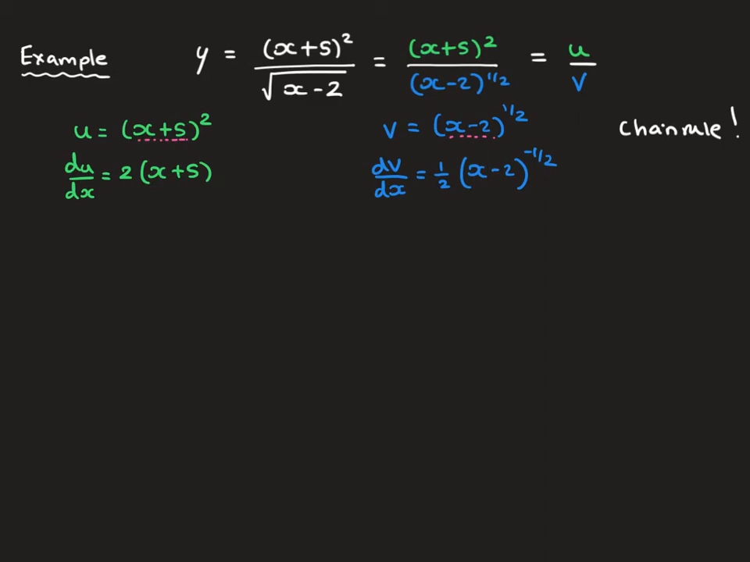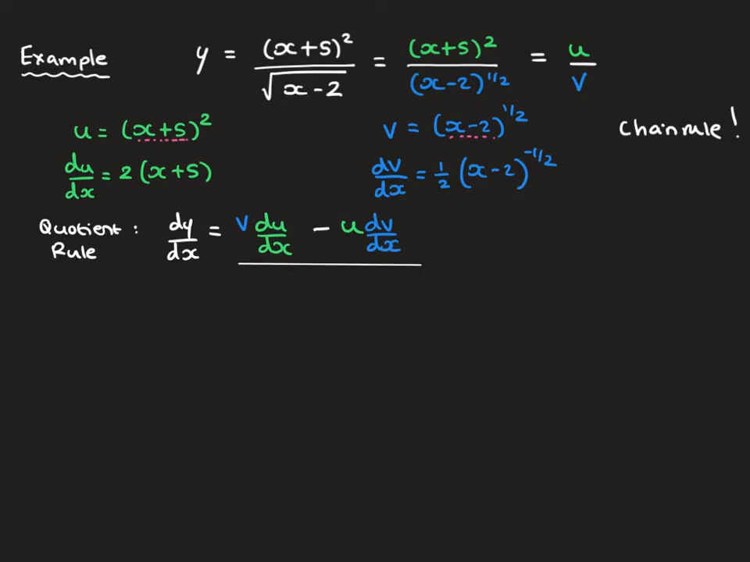So now, let's write out the quotient rule. So we have this ready for use. dy by dx is equal to v multiplied by du by dx, subtract u multiplied by dv by dx, and then the whole thing divided by v squared.